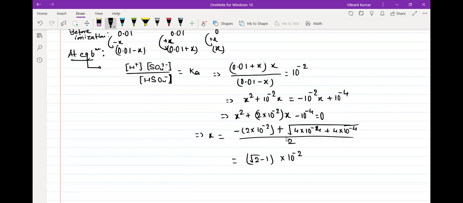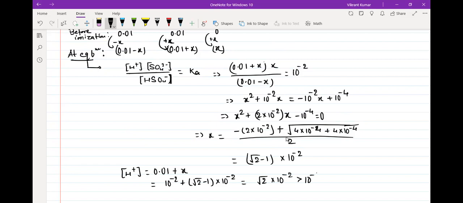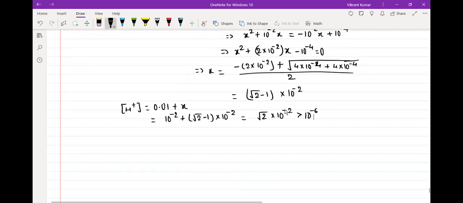Is it okay? And then if I'm interested in H plus, total was 0.01 plus x. So that will become 10 raised to minus 2 plus root 2 minus 1 into 10 raised to minus 2. And if you solve it, we are getting simply root 2 into 10 raised to minus 2. And that is greater than 10 raised to minus 6, so there is no problem from water. And that's why from here we will directly find pH.